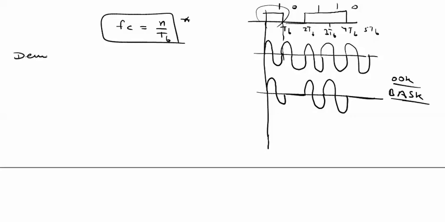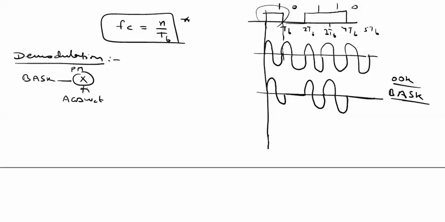For demodulation, we reverse this process. For BASK, we apply a product modulator or balanced modulator with the same type of carrier, a symmetric pattern, and after that a low pass filter and a threshold detector, and the answer is the digital data which was originally transmitted.